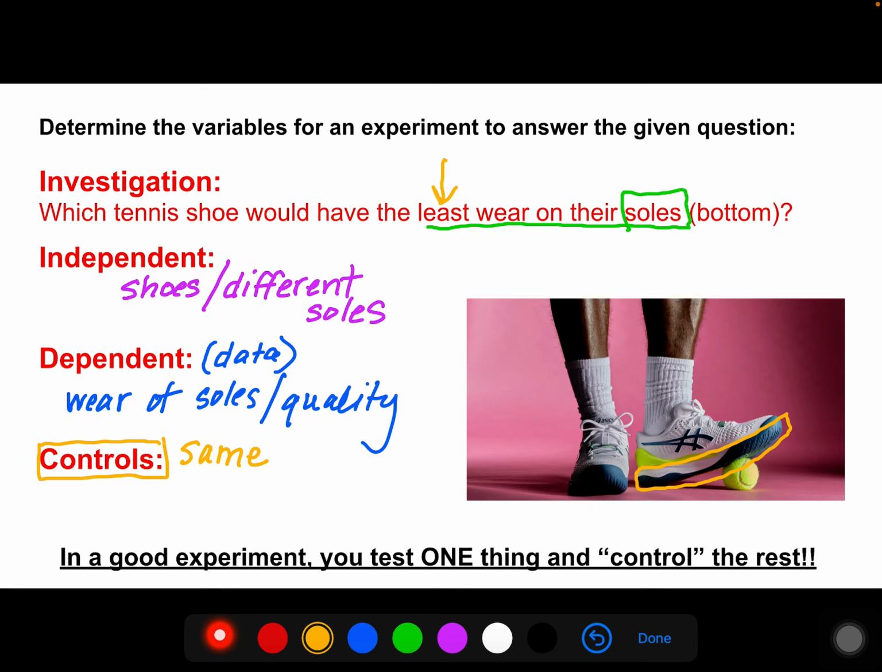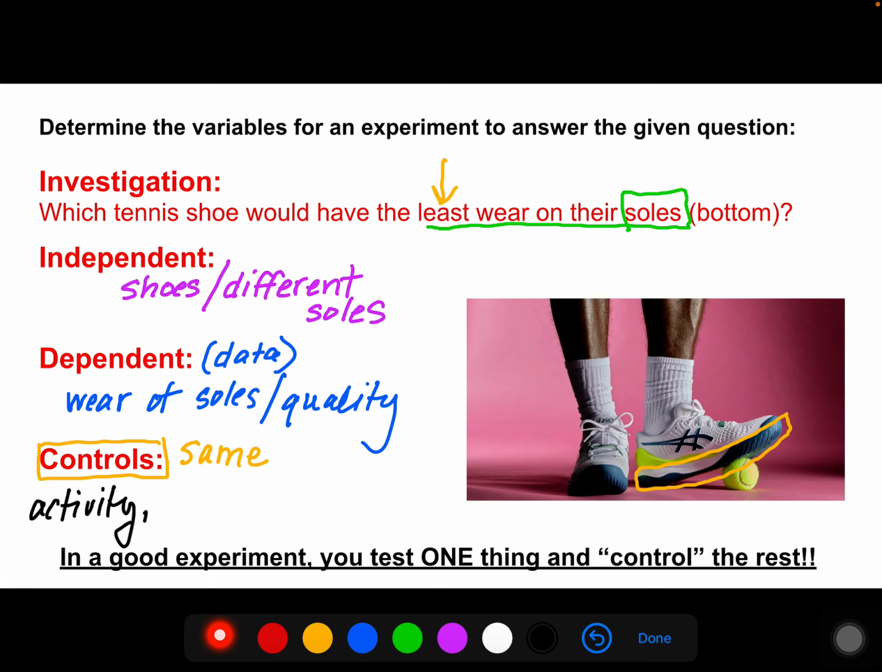So for example, one of the first things that always comes to mind here is the activity. What is the person doing in the shoes, right? I can't have person A wearing the Nikes run a 500-meter sprint, and person 2 wearing the Adidas take a 2-minute casual walk, right? They have to be doing the same activity, whether that's a certain run and a distance, a game of tennis, basketball, whatever it is has to be consistent.